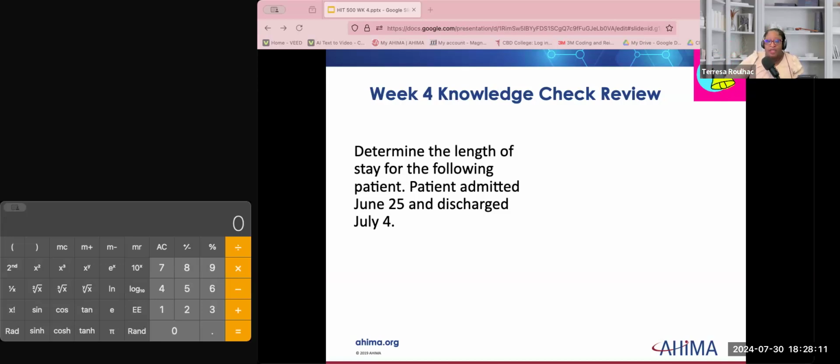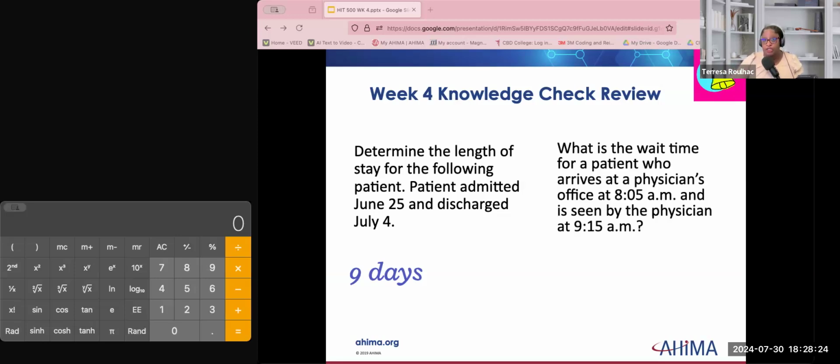That is correct. I'm not the type of person that pulls out the calendar, just going to say that. But that is correct, 9 days. The next one I grabbed that you could potentially see: what is the wait time for a patient who arrives at the physician's office at 8:05 a.m. and is seen by the physician by 9:15 a.m.? A, 68 minutes, B, 80 minutes, C, 60 minutes, and D, 70 minutes.